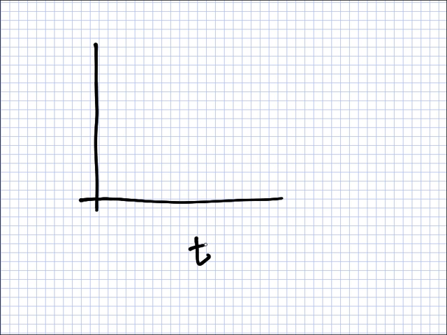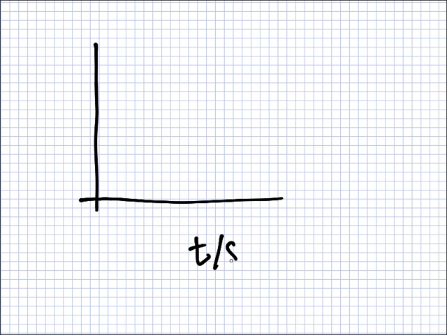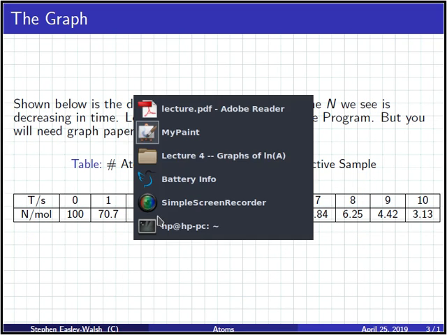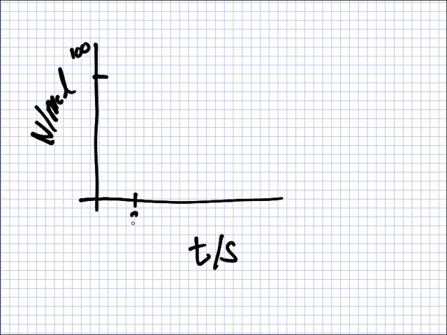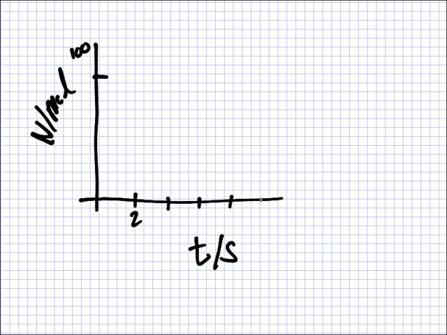Here is time in seconds, and here is N in moles. And let's say here's 100, and we'll say 2, 4, 6, 8, 10. Okay? If you were to graph this, it would look like this.